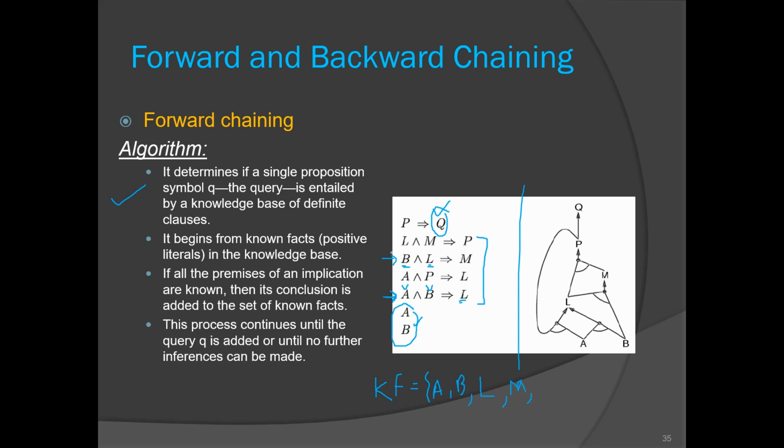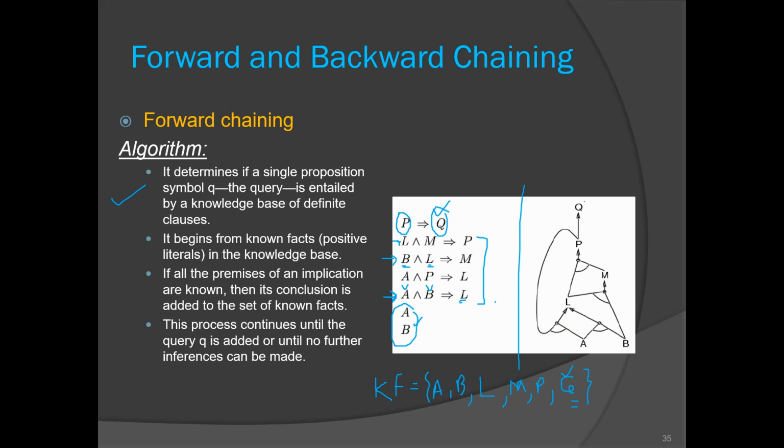Again, now L is known and M is known, so I will add P. Now P is also known, so add Q. Now Q became known, hence proved. So Q will also be true, because all the implications are tautological implications. As their premises are true, the conclusion will be true. So Q is true and Q is derived.